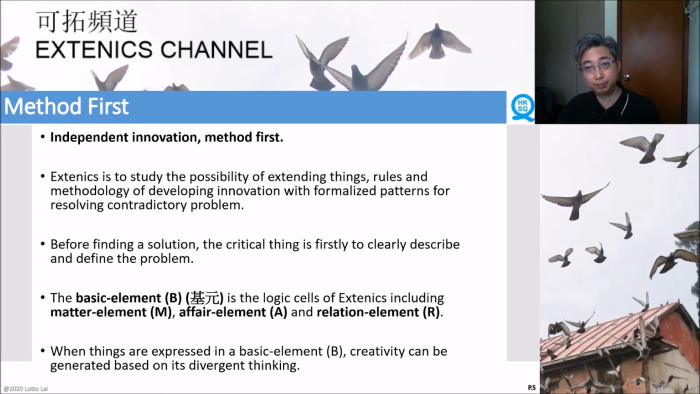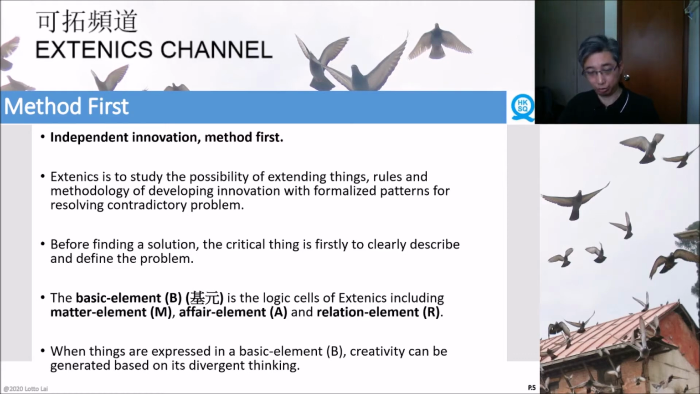Extenics studies the possibility of extending things, rules, and methodology. That is why we use a formalized pattern of things to resolve contradiction problems. However, before we propose the solution, the critical thing is first to clearly describe and define your problem. That is why we use the basic element. It is the logic cell of Extenics, including the meta element, affair element, and relation element. When things are expanded in the basic element, creativity can be generated based on divergent thinking.